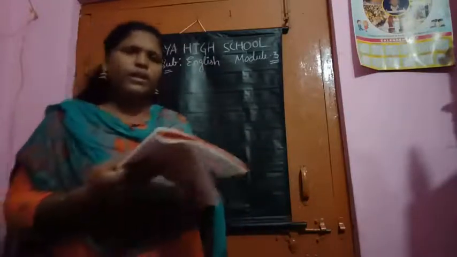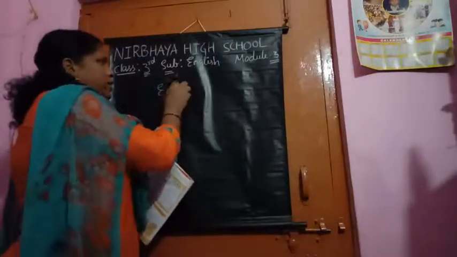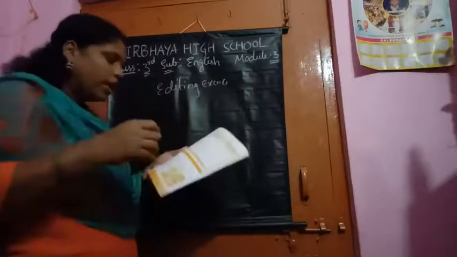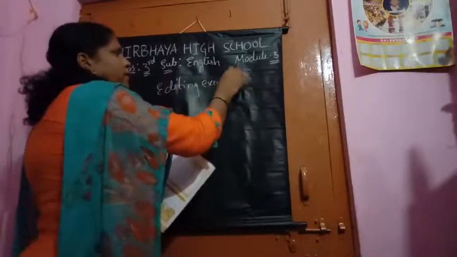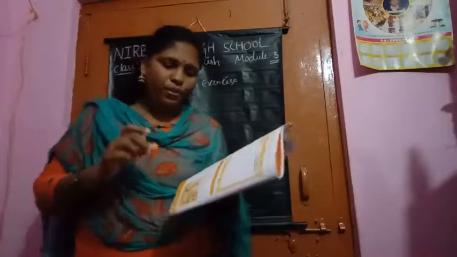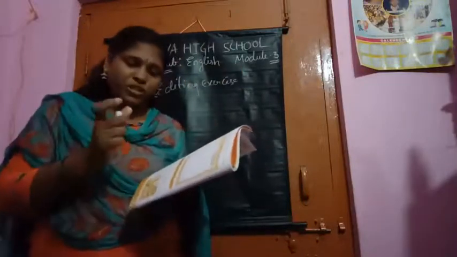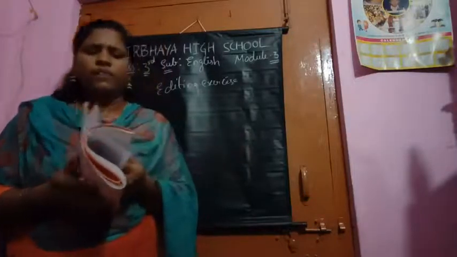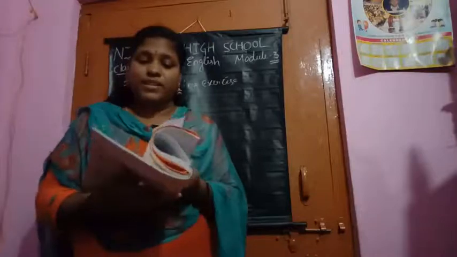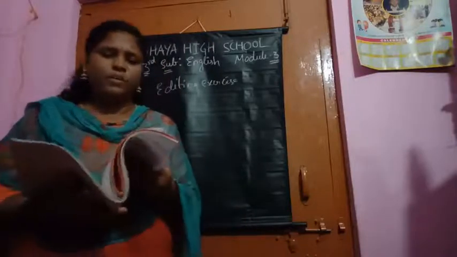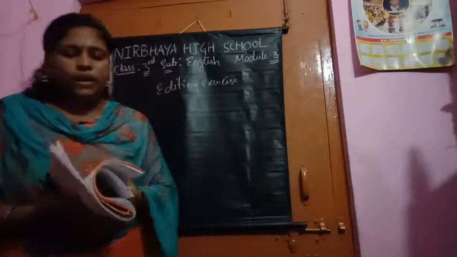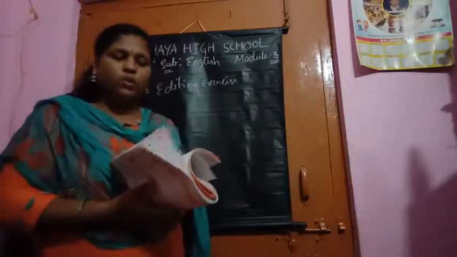What is formal writing in this now? Our topic is about editing exercise. What is it, children? Editing exercise. Editing exercise means they will give you one paragraph. You should check in that the punctuation marks, errors, spelling mistakes, everything. Already we have learned the punctuation in our previous class. Yes, children, punctuation marks we have learned in the previous class, no? Yes. And now we are going to learn how to do this.